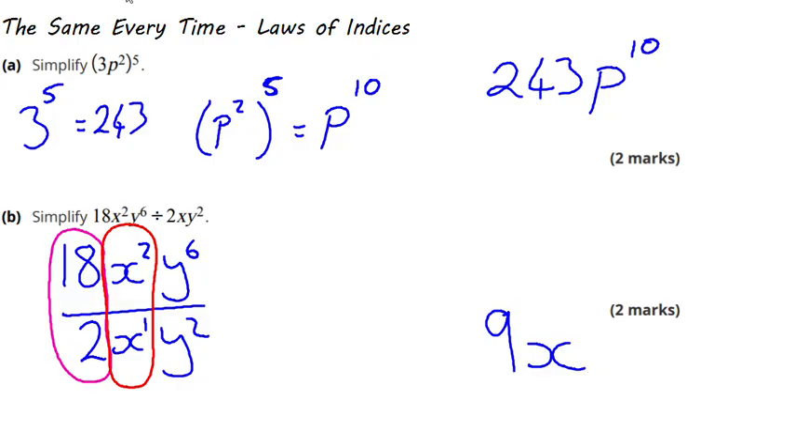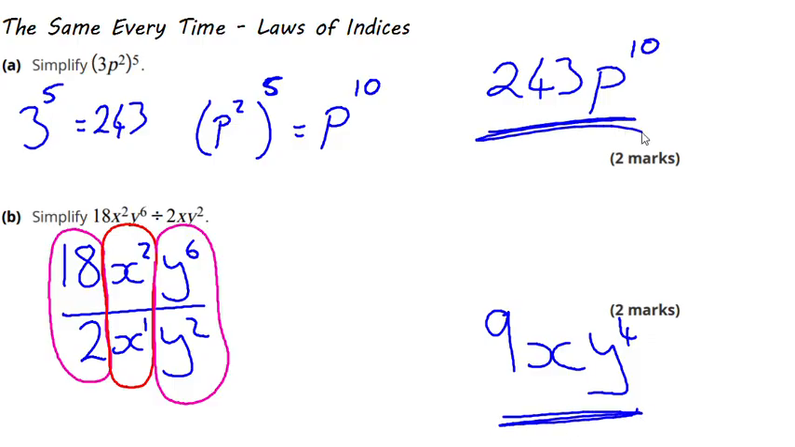We don't usually. And then the y's, I've got y to the power 6 divided by y to the power 2. So y to the power something, and when we are dividing, we subtract the powers. 6 minus 2 will give me 4. So there's my answer for the second question, 9x y to the power 4. Remember, we can't put that into one piece. It has to remain as three pieces, if you like. The 9, then the x, then the y.